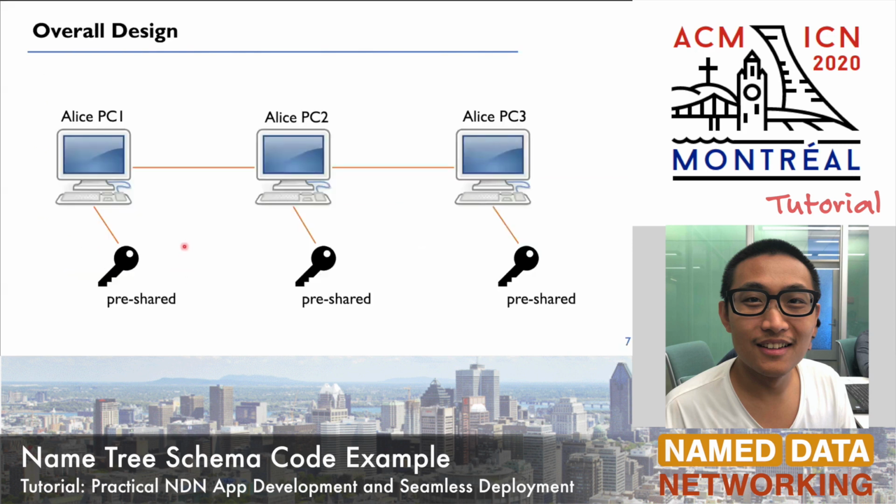So the overall design is like this. First, we need to pre-share the Alice key on every computer so they can verify the signature of packets. Then the program runs on the first PC of Alice, and it loads the file into memory. Then the program runs on the second PC, and it sends Interests to the first PC to fetch this file, and the first PC provides this file.